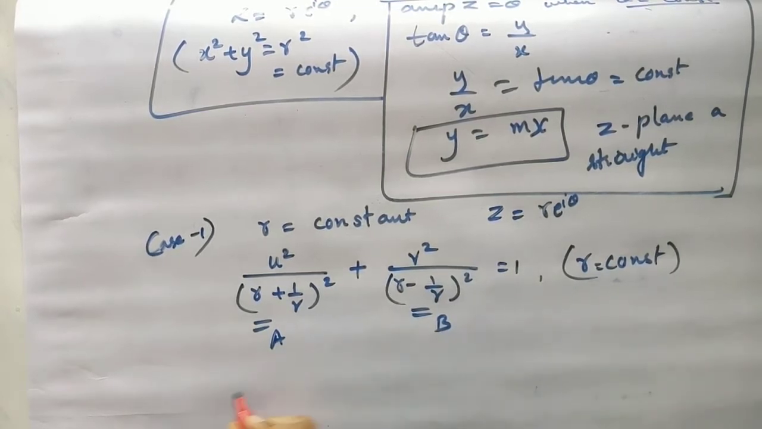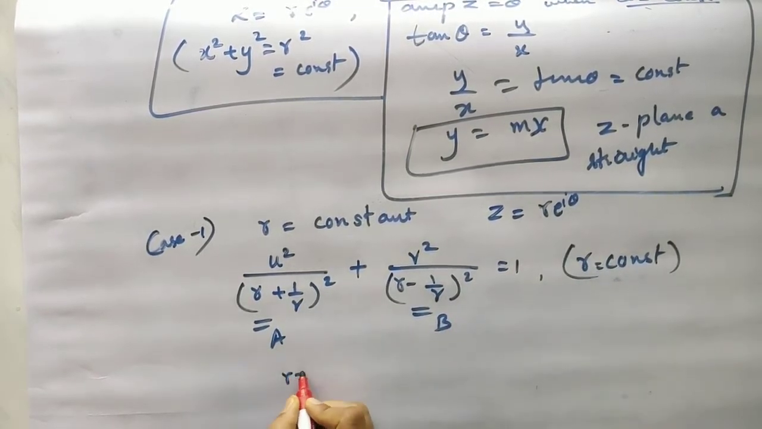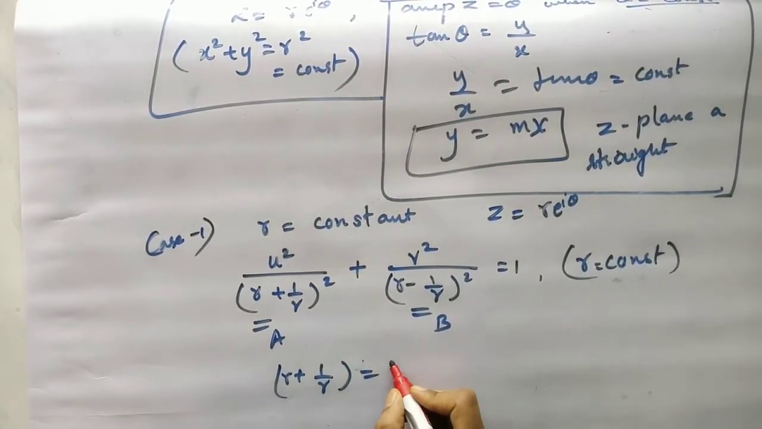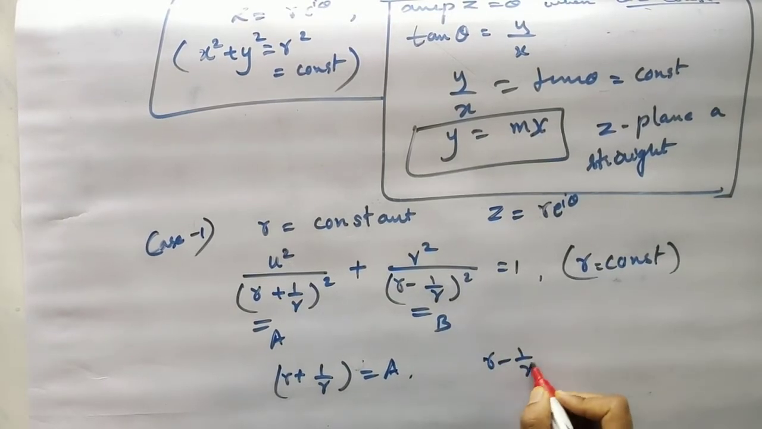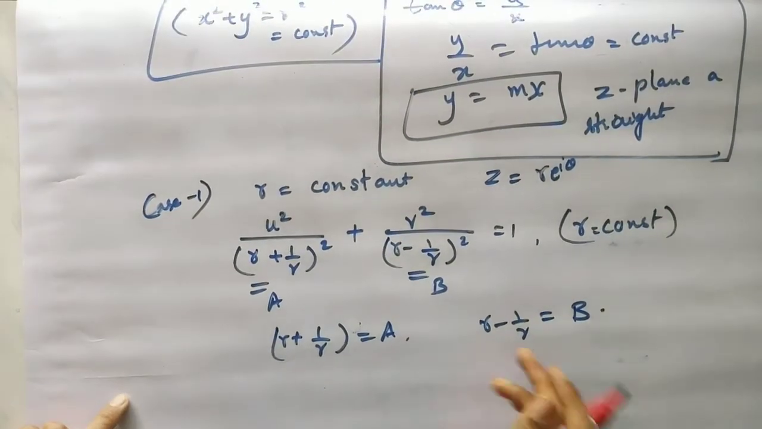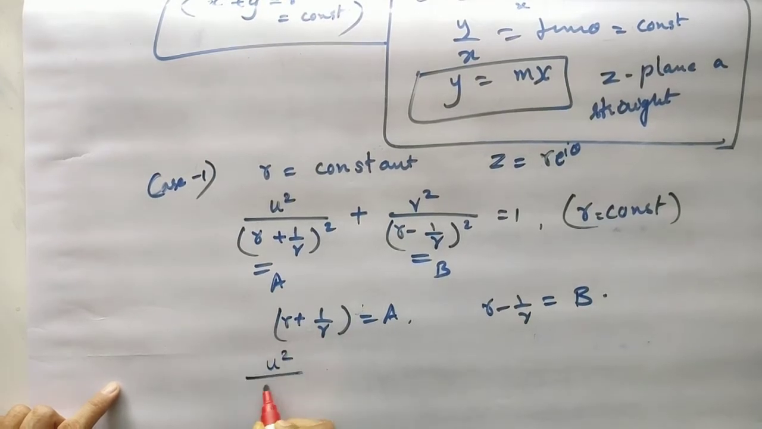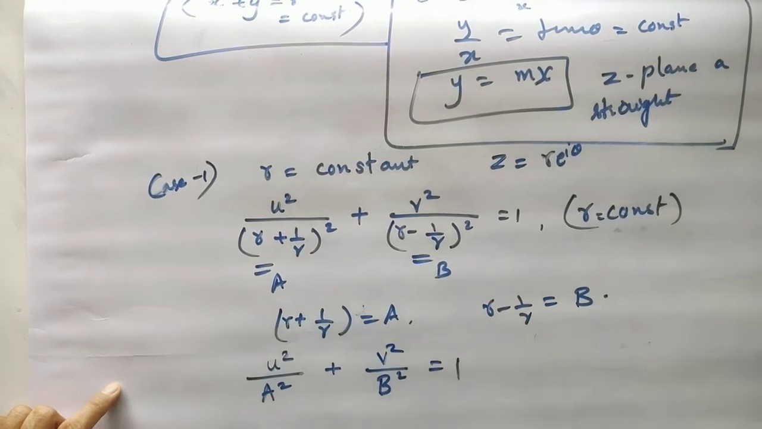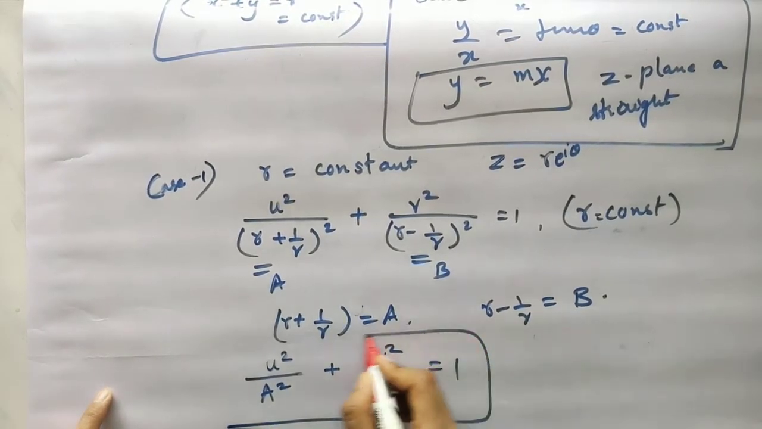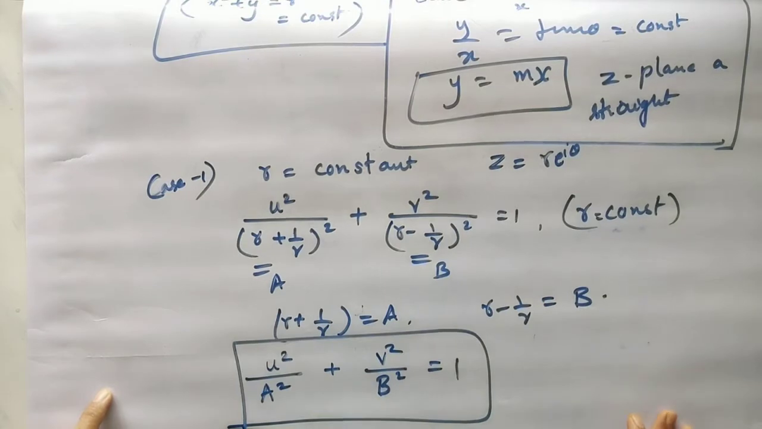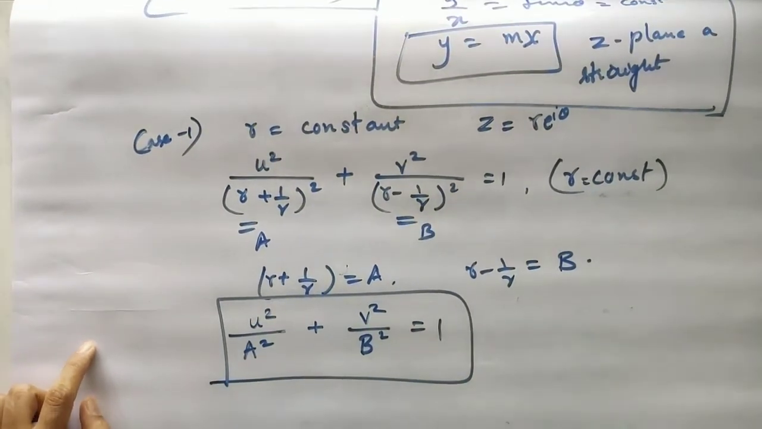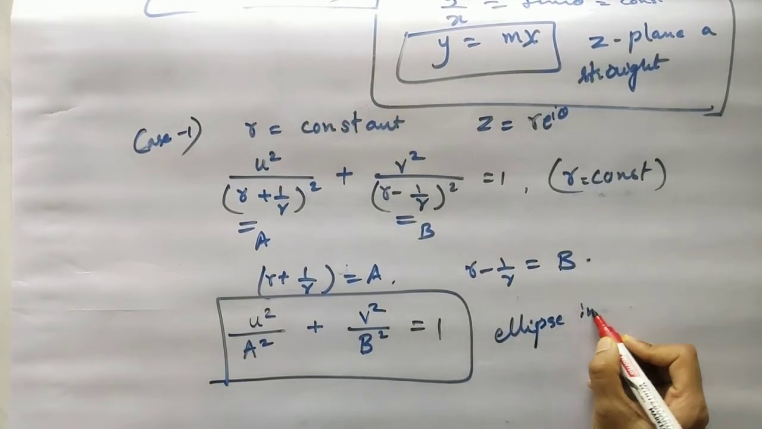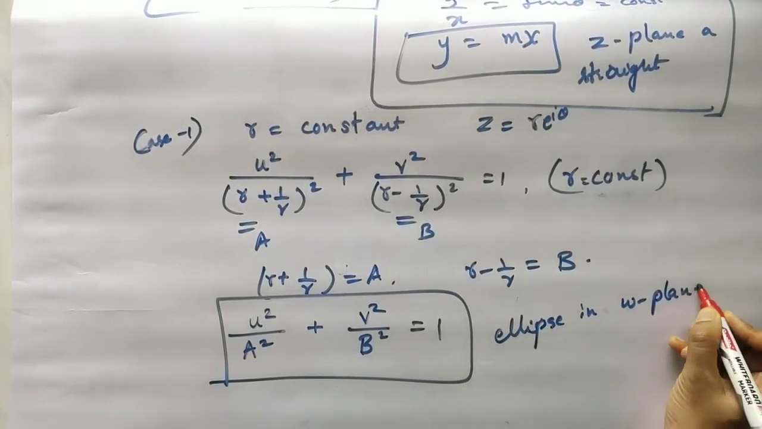Say this is taking the value A, this is taking the value B. So if r is constant, then (r plus 1 by r) whole square, let it be equal to A, and (r minus 1 by r) be equal to say B. Both are constants. So you can write this equation as u square divided by a square plus v square divided by b square is equal to 1. Now these two values are constant, and what does this represent? This represents an ellipse. Yes or no? This is nothing but the ellipse in the W plane.